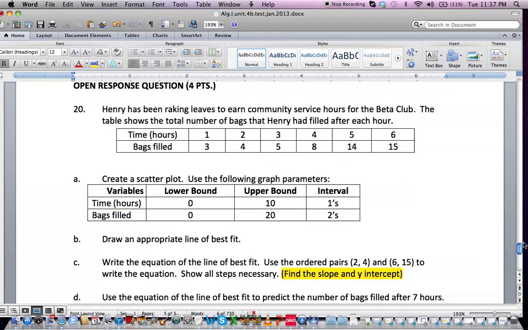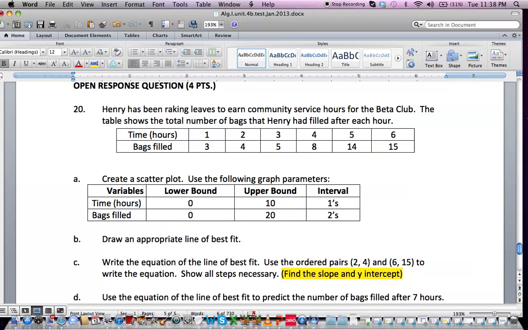We really need to show your work on this, okay? Number 20. Henry has been raking leaves to earn community service hours for the Beta Club. The table shows the number of bags Henry had filled after each hour. So here you go. You got time in hours, 1, 2, 3, 4, 5, 6, each hour. And then you got bags filled. In 1 hour, he filled 3 bags. In 2 hours, he filled 4, and so on. Okay, you can read that chart.